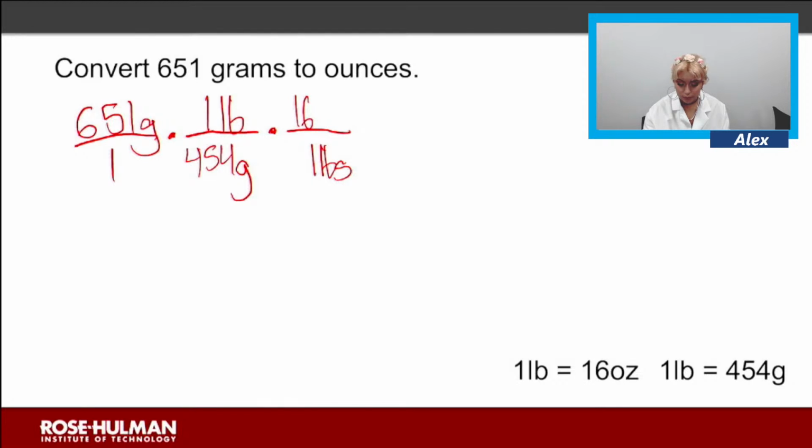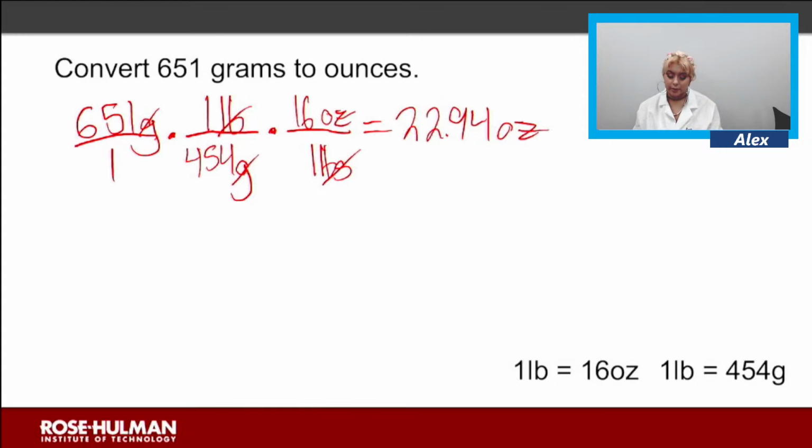And that's equal to 16 ounces. So here we got rid of our grams, changed it to pounds, changed our pounds to ounces, and now we have it simplified down to get our ounces. So multiply everything that's in the numerator, divide by what's in the denominator, and you'll get your final answer. So 651 divided by 454 times 16 gives us 22.94 ounces.